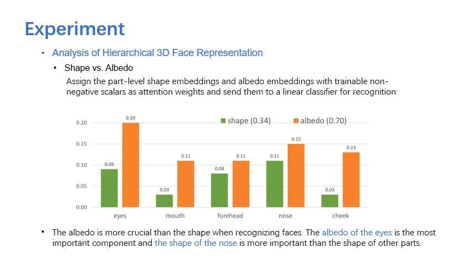Furthermore, we designed an experiment to explore which part-level graphics capsule is crucial for face recognition and which component, shape or albedo, of the capsule is more important. After assigning the part-level shape embeddings and albedo embeddings trainable non-negative scalars as attention weights, we send them to a linear classifier for recognition. The results show that the albedo is more crucial than the shape when recognizing faces. The albedo of the eyes is the most important component, and the shape of the nose is more important than the shape of other parts.